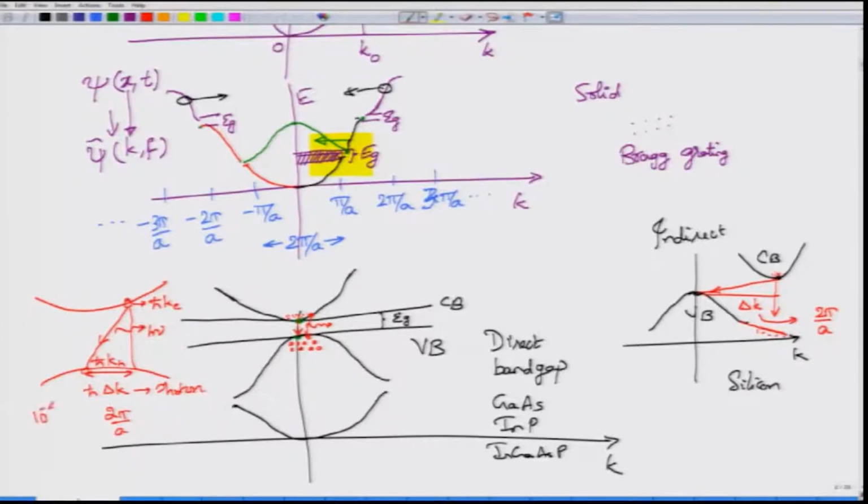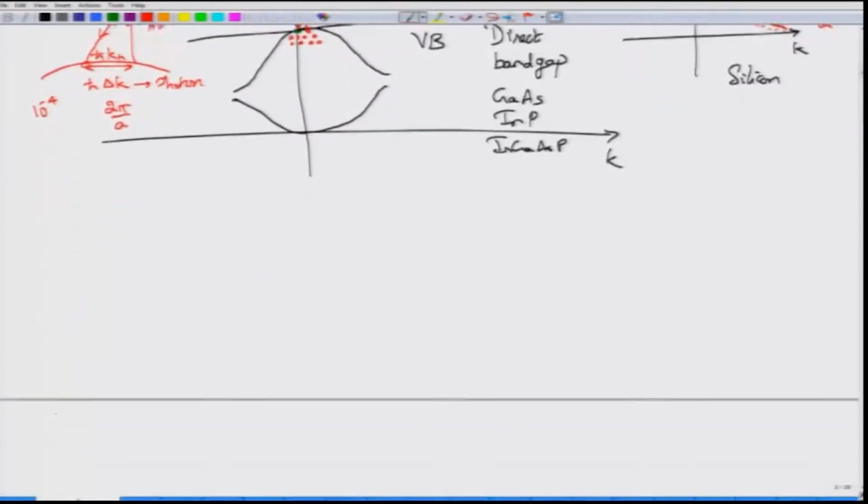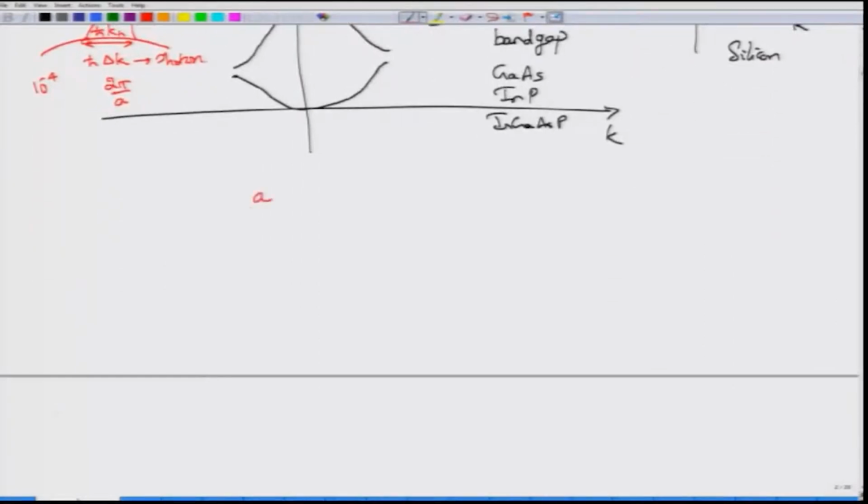This is about 10 to the power minus 4, because you can show that the relative delta k that is necessary will be given by a by lambda, where a is the interatomic spacing, which for many cases is 1 angstrom, that is 1 into 10 to the power minus 10 meter. And if you are looking for emission of 1 micrometer light, this is the normalized delta k change that you want, which is around 10 to the power minus 4.